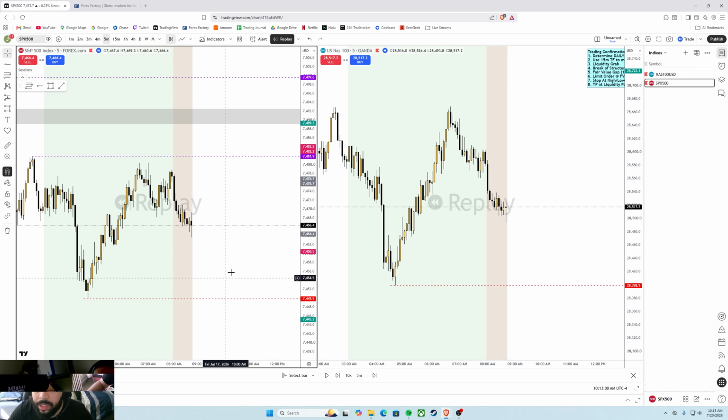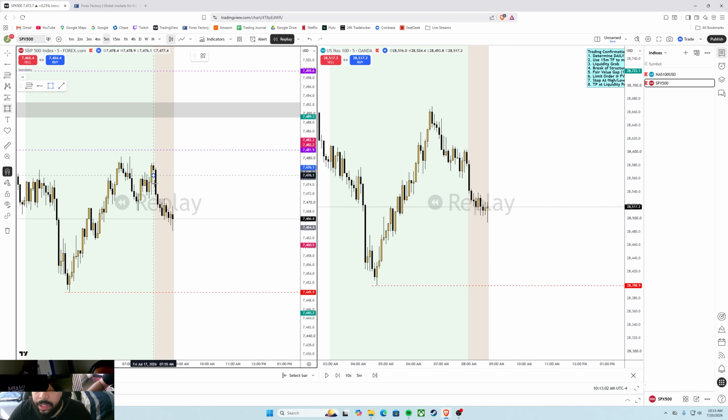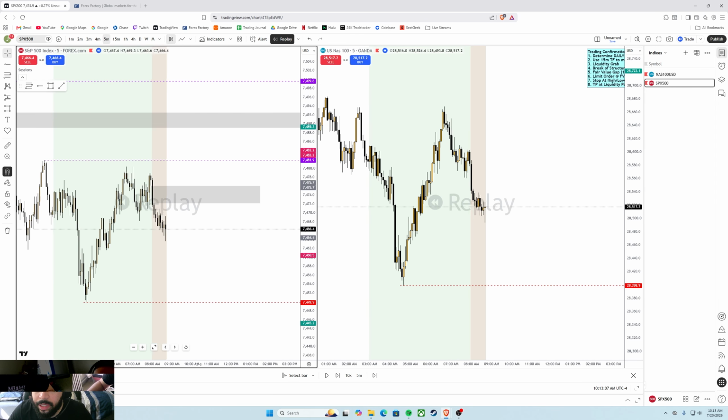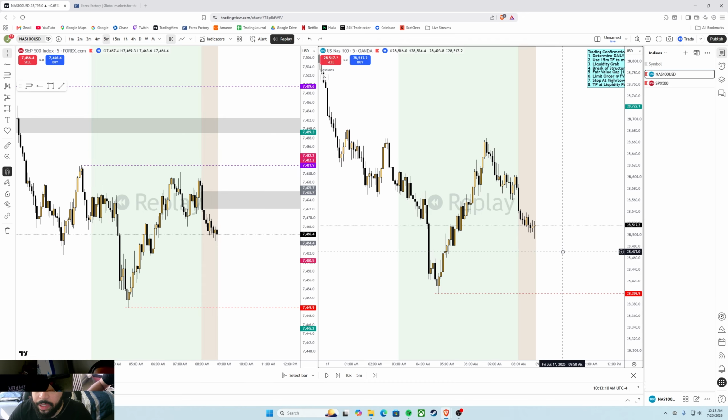You're also seeing another fair value gap right here, so it's another potential target that you can take higher. This is what you're seeing here. Now, if we look at the NAS, the same idea applies. What do you see? Isn't this equal highs? These are pretty much equal highs.